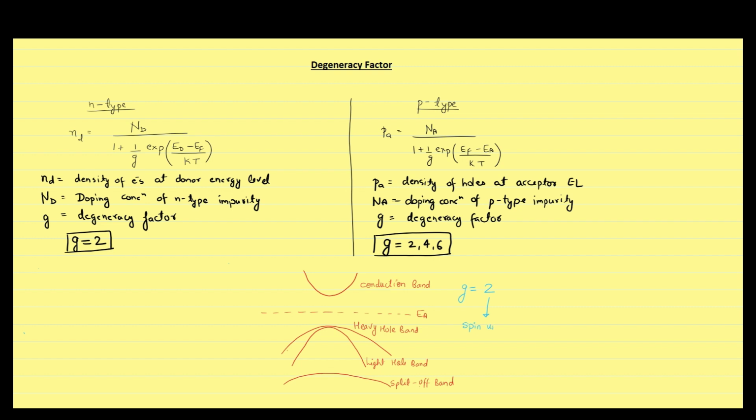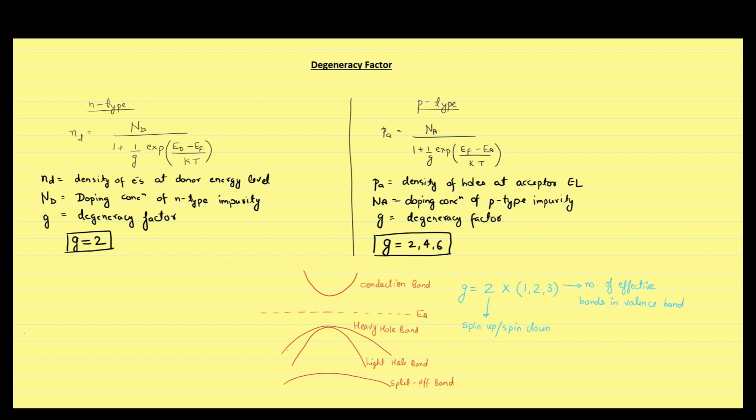The 2 here represents spin up or spin down polarity, multiplied by 1, 2, 3. It means that the hole which is coming from the valence band to occupy the place in the acceptor energy level may be from the light hole band, the heavy hole band, or the split-off hole band. So there are two possibilities of spin up or spin down, which are further multiplied by the possibilities of the origin of the hole.